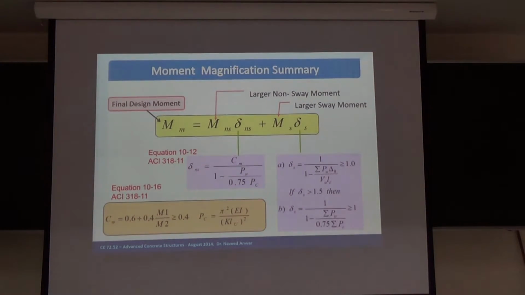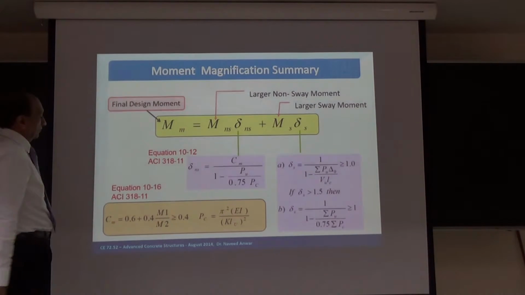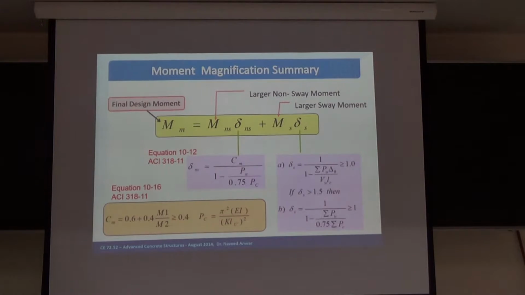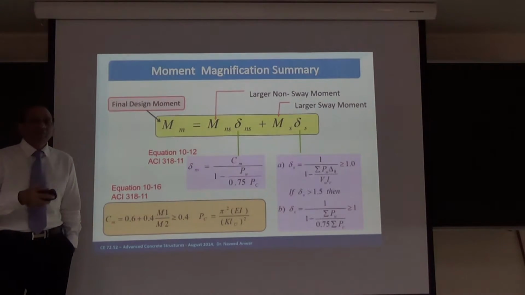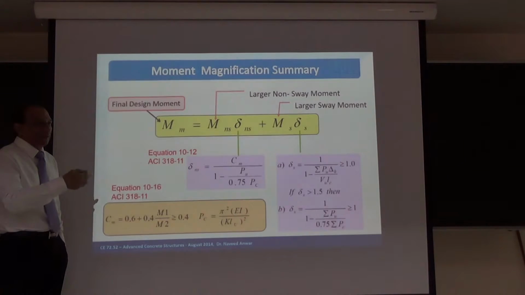So make sure that you understand the concept behind the equations from the code. So that is the ACI code. And this is one of the best amongst all the codes. The moment magnification of ACI is one of the best in terms of it tries to include all the important factors.